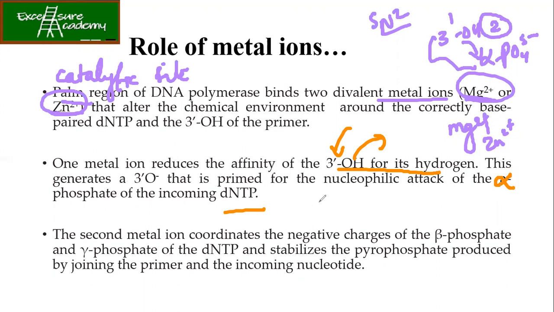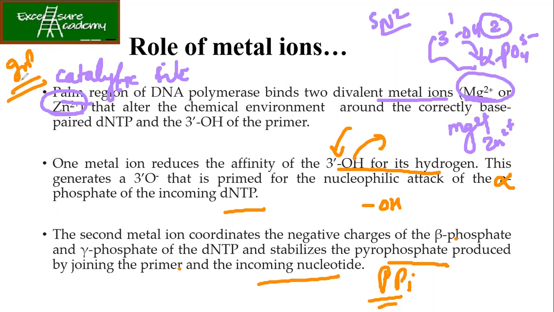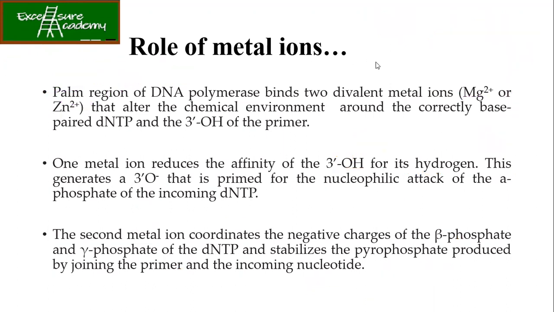Now अब दूसरा metal ion को क्या काम है? So the second metal ion, it coordinates the negative charges of the beta phosphate and the gamma phosphate of the dNTP, and it stabilizes the pyrophosphate produced by joining the primer and the incoming nucleotide. So guys, पहले का काम ये था to reduce the affinity of the hydrogen to go back and become the OH. Second का काम है to coordinate the negative charge of the beta and gamma phosphate, and finally stabilizing the pyrophosphate which is formed during the phosphodiester bond formation. ठीक है? So this slide is very important, guys. Please remember, again and again I'm repeating.